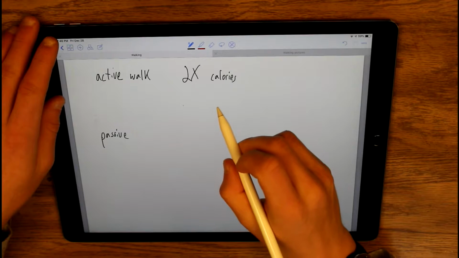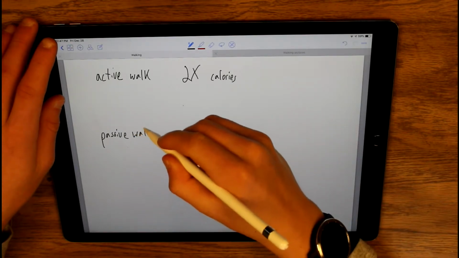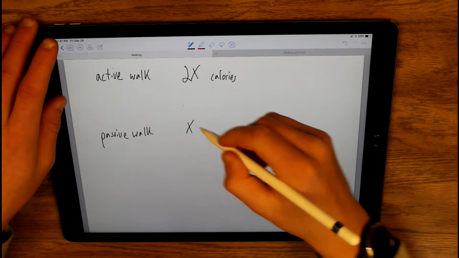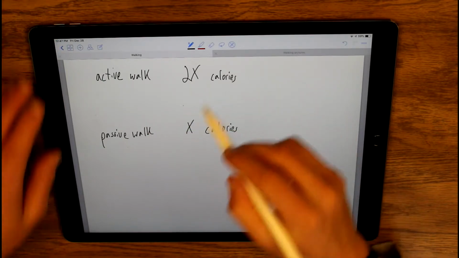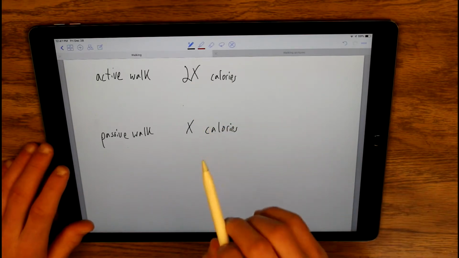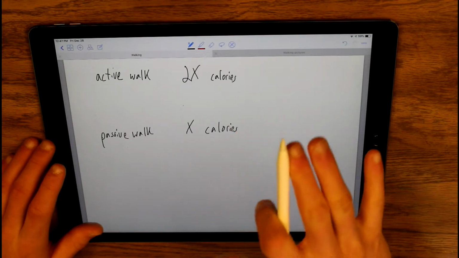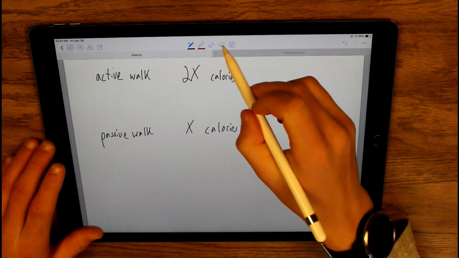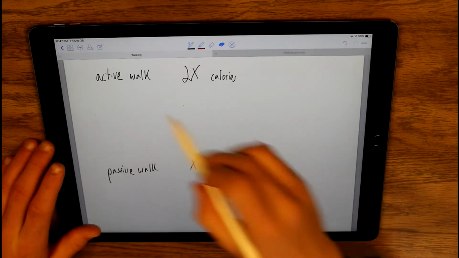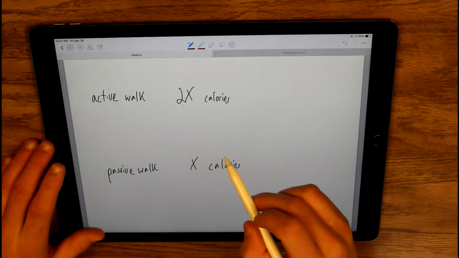I would venture to say that if we were to call the amount of calories that you burn while walking just X, so a passive walk would be X calories, the active walk would have 2X. And that probably sounds like a fairly bold claim, but it isn't as bold as you might think it is. And there's a good reason for this. And it has to do with how these walking styles create feedback loops.